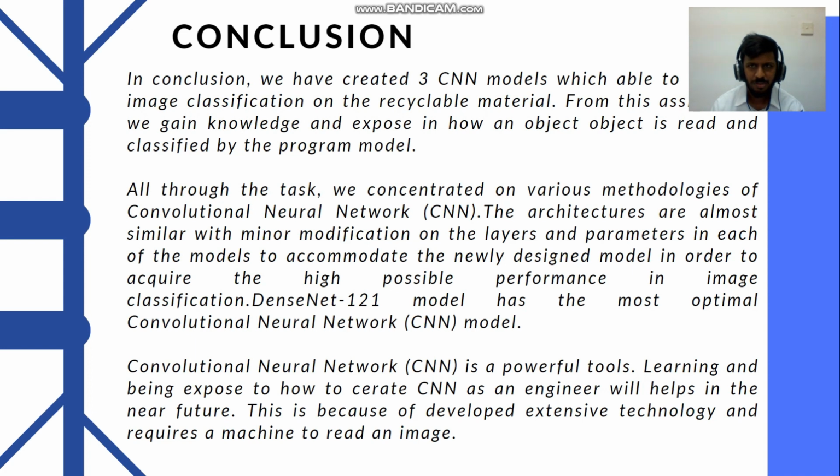So we created three CNN models which are able to perform image classification on recycled material. From this project, we gained knowledge of how an object is read and classified by the program model. Next, we used various methodologies of convolutional neural network, CNN. The architecture is almost the same, but with minor modifications to the layers and parameters. Based on the assignment and project we did, the DenseNet-121 model is the most optimal CNN model. In conclusion, CNN is a powerful tool. Learning and being exposed to how to create CNN will always help us as engineers, because this type of programming and understanding is used extensively in technology and required for a machine to read an image. So that's all. Conclusion.